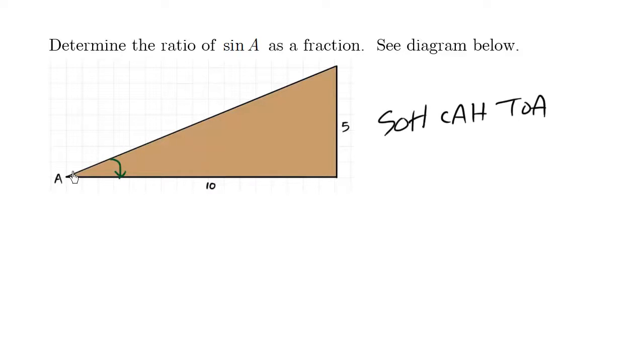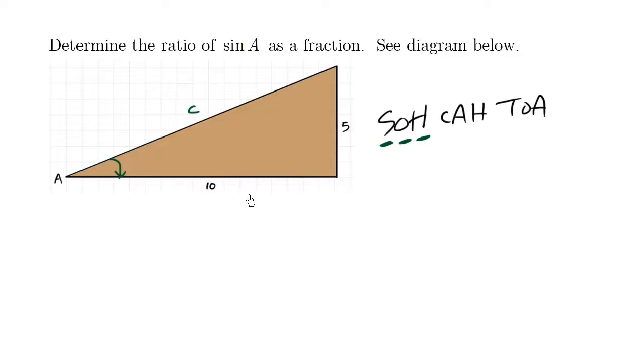Sine of A, this angle, we can call this sine theta or sine x here, is equal to the opposite over the hypotenuse. So what we need here is the hypotenuse. We need the c value here.